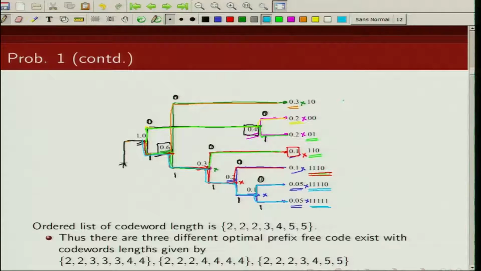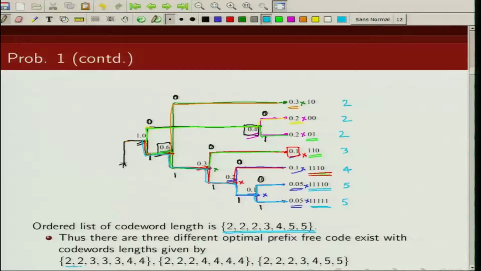So now I have 3 code words of length 2. I have 1 code word of length 3. I have 1 code word of length 4, and I have 2 code words of length 5. So this is also a fundamentally different optimal prefix free code. Please note all these different ways in which we are combining these nodes. We are essentially following the rules of how to create this optimal binary prefix free code.